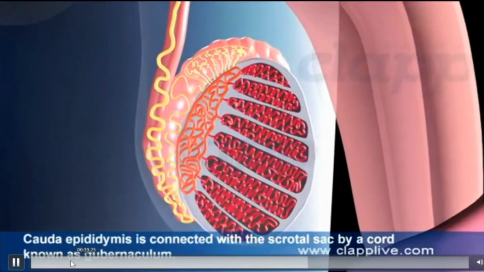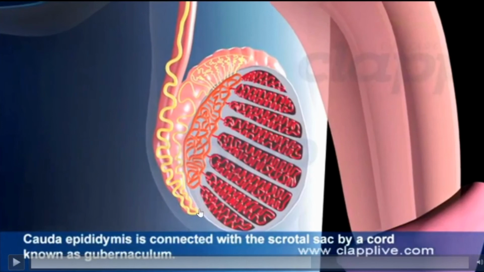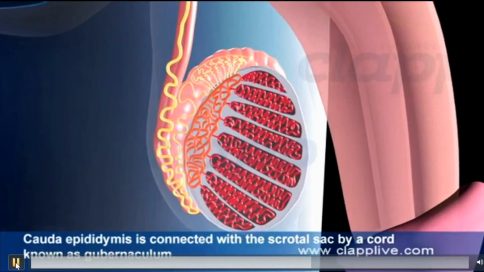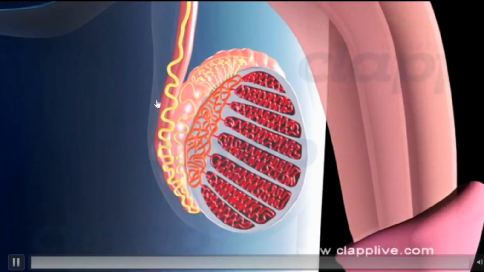Cauda epididymis is connected with the scrotal sac by a cord. That cauda epididymis, the lowermost portion of the epididymis, is connected with the scrotal sac by a cord. That cord is known as gubernaculum. It is also not mentioned in your textbook. Epididymis leads to vas deferens or vasa deferentia.